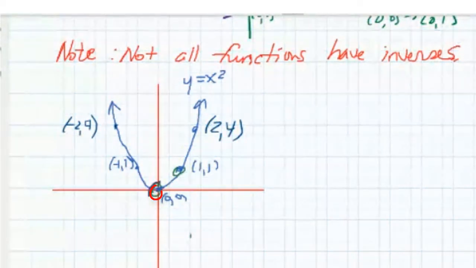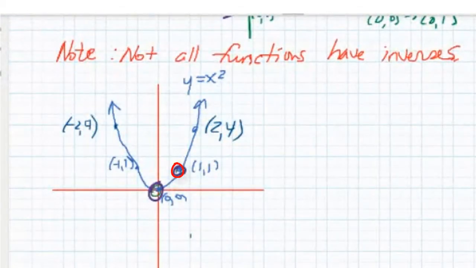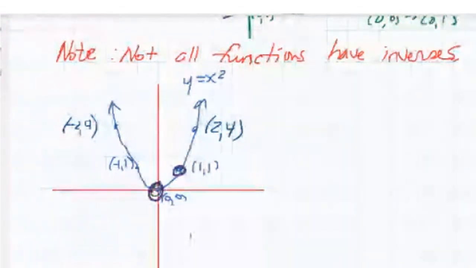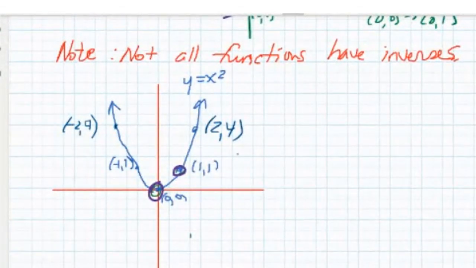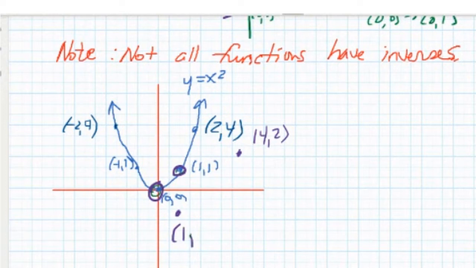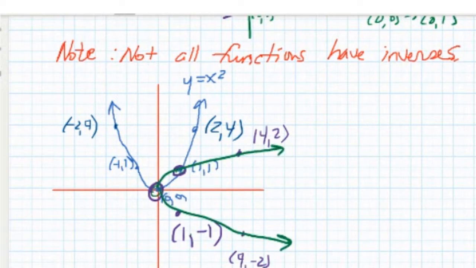Well, if you switch 0, 0, it's still at 0, 0. You switch 1, 1, it's still at 1, 1. If you switch 2, 4, you're going to be at 4, 2, which would be about here. If you switch negative 1, 1, you're going to be at 1, negative 1, which would be about here. And if you switch negative 2, 4, you'll be at 4, negative 2.